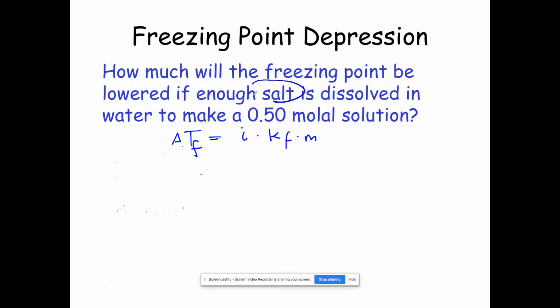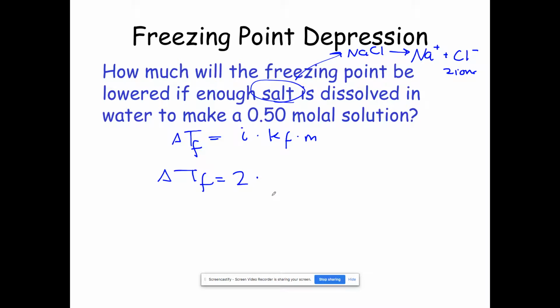Now salt, I believe I meant just NaCl. So before we go any further, how does NaCl dissociate? It dissociates into Na plus and Cl minus. So how many ions are formed? 2. So that's going to go where the i is, 2.